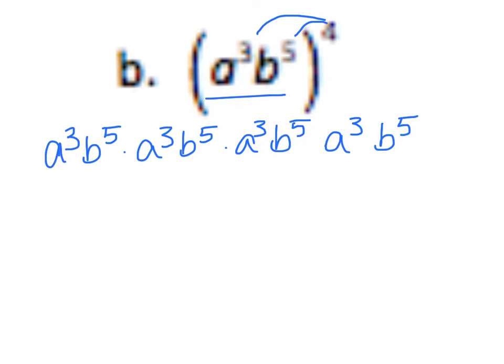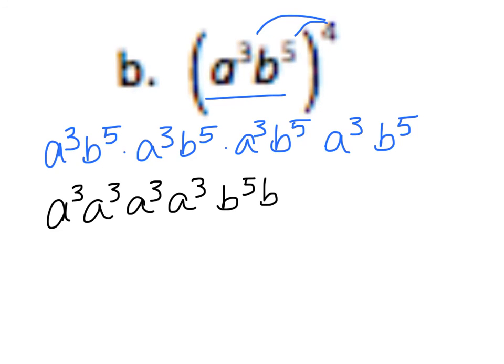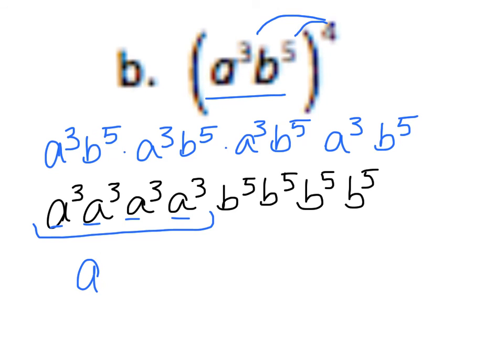So now I'm going to put the a's together. So I have a to the 3rd, a to the 3rd, a to the 3rd, a to the 3rd, and then 4 b to the 5ths. So here I have a to the 3rd 4 times. So I have 3, 6, 9, 12. And then for the b's, I have 4 b's, so 5, 10, 15, 20.